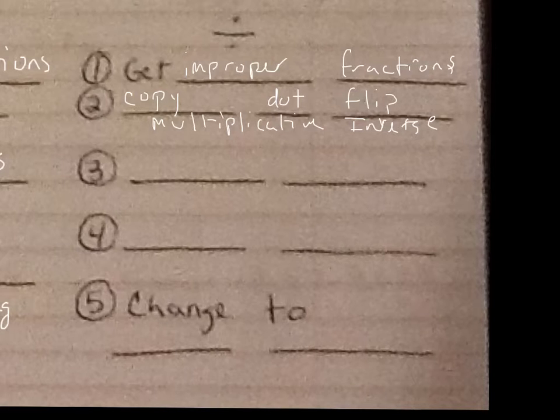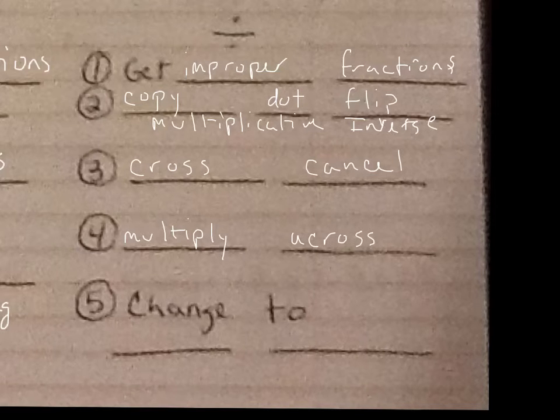Anyway, multiplicative inverse. Okay, so after you copy dot flip, then we go back to the steps for multiplication, because now we have a multiplication problem, right? So now we can cross cancel. And then after you cross cancel, you're going to multiply across. And finally, change to mixed numbers.